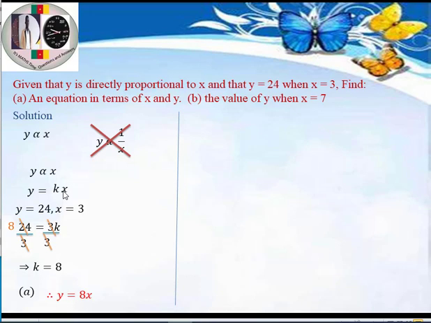Now that we have this equation, we are going to look for the value of y when x is equal to 7. We are simply going to substitute our value for x equals 7 in this equation, and we get the value of y. So we are going to have y equals 8 times 7. This gives us y equals 56. So the value of y when x is equal to 7 is 56.